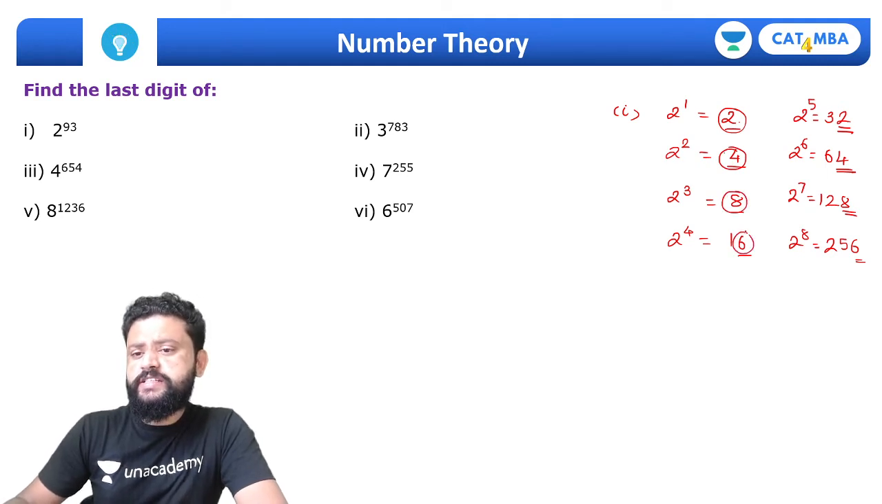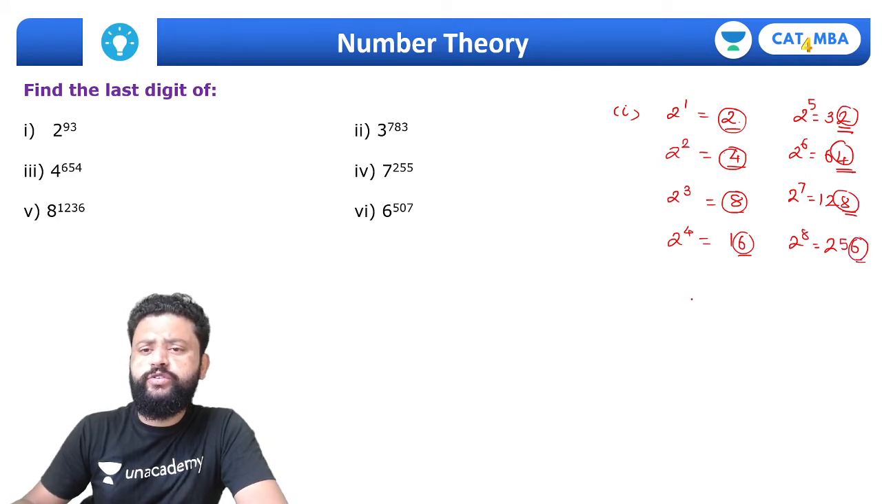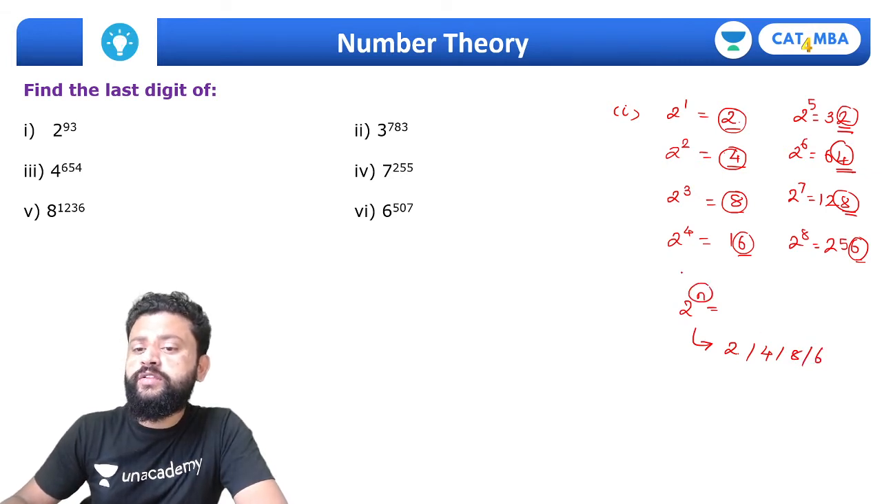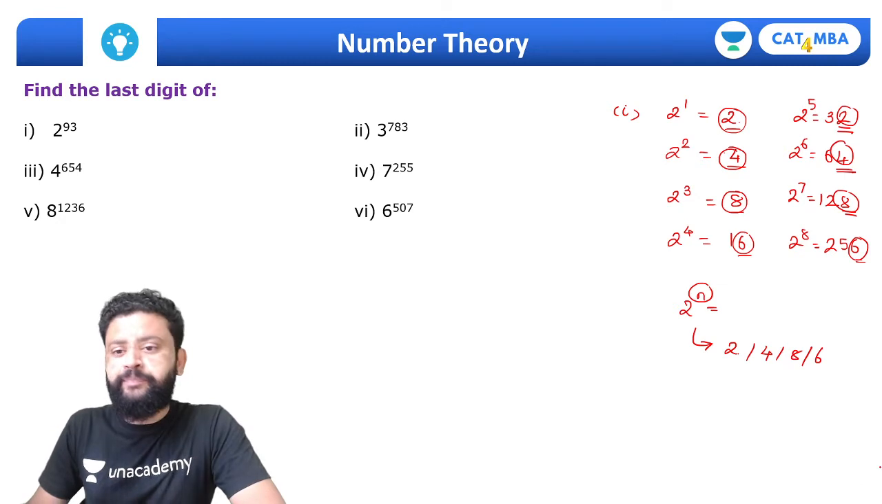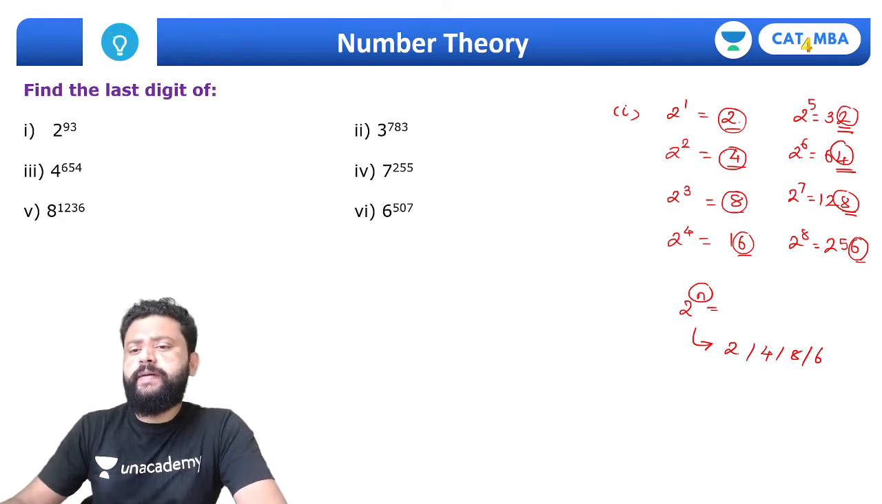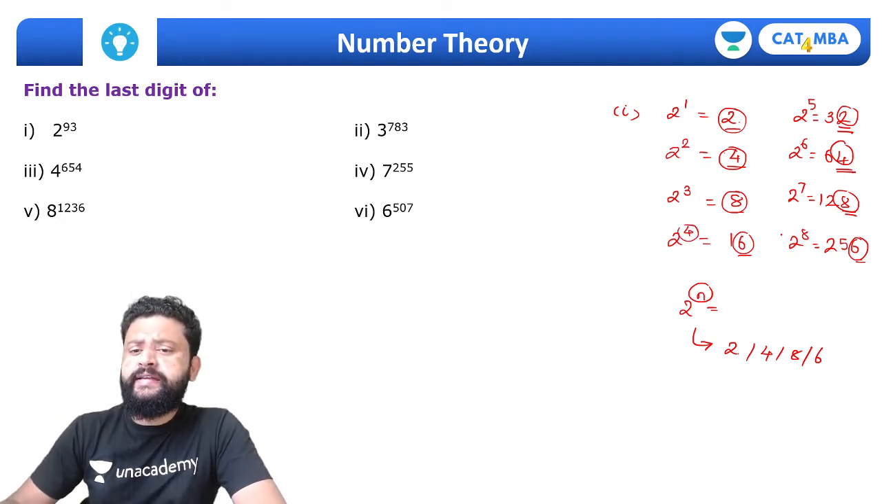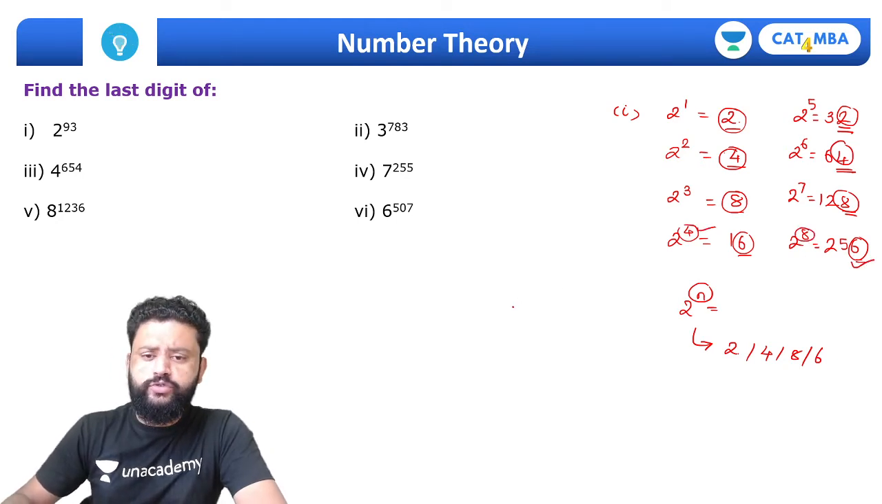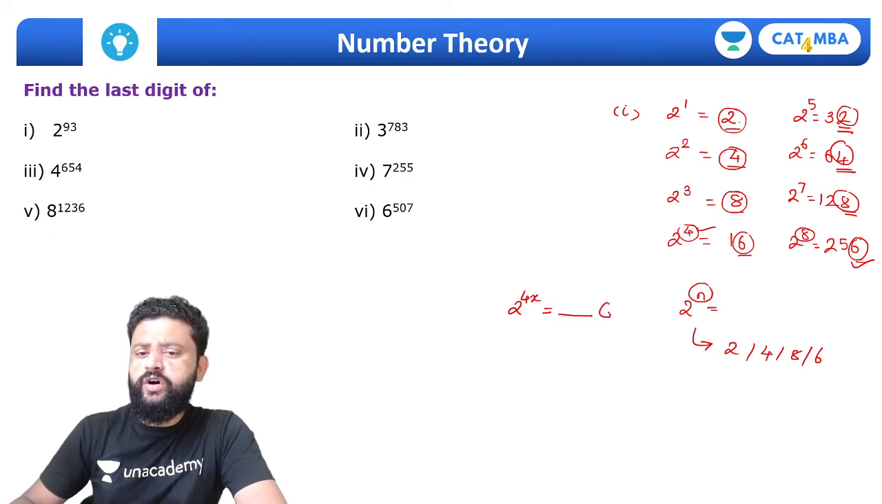Look, the digits are repeating: 2, 4, 8, 6. So definitely for 2 to the power n, the last digit of this calculation must be one of these four, 2, 4, 8 or 6, depending on the value of n. It depends on whether n is a multiple of 4 or so. If it is 2 to the power 4x, it will always end with 6.